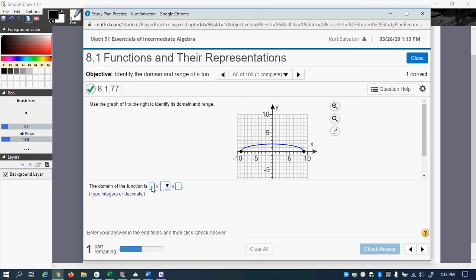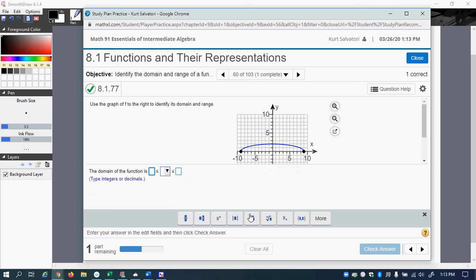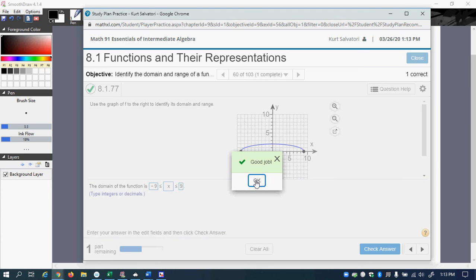So I'm going to put in -9. And then because I'm finding domain, I'm going to pick the x. Then it doesn't get any higher than +9 on the x, so I type in a 9. And then I can check to see if I did it right. Yep, I got it right.